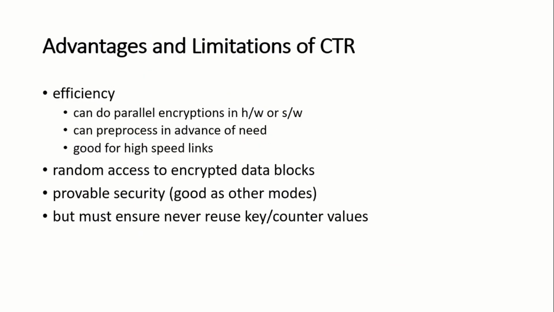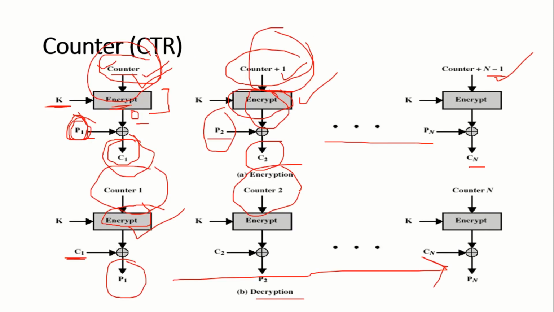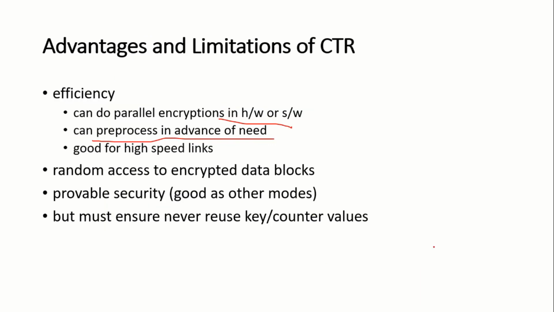Now, these are the advantages and limitations of counter mode. It can do parallel encryptions in hardware and software. It can pre-process in advance of the need. Why? Because whatever processing is needed up to this point, we can do in advance, and later this block of plain text can be XORed. Random access to encrypted data blocks is possible, and its security is proved. It is as good as the other modes, but you must ensure that you never use the same key and counter value pair twice. Okay, so that is the thing which we have to consider.